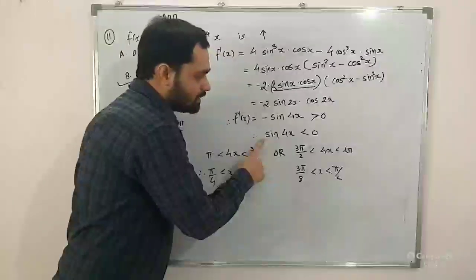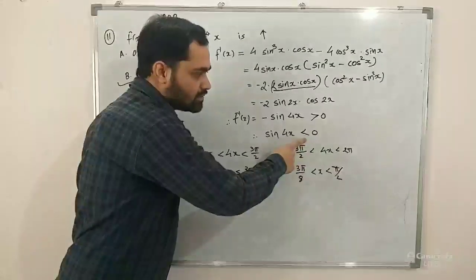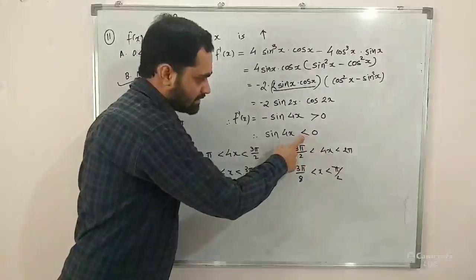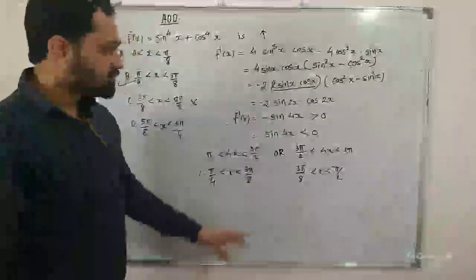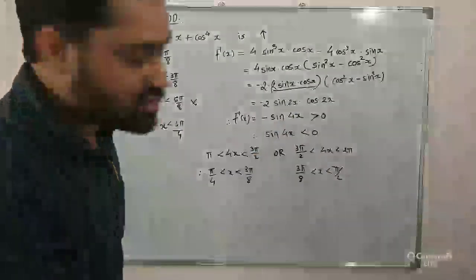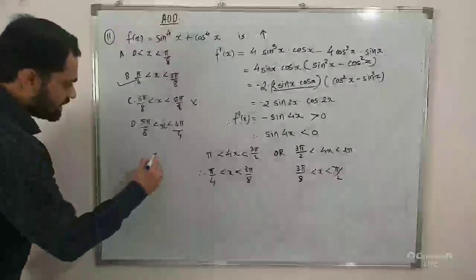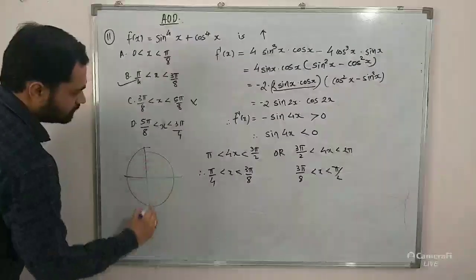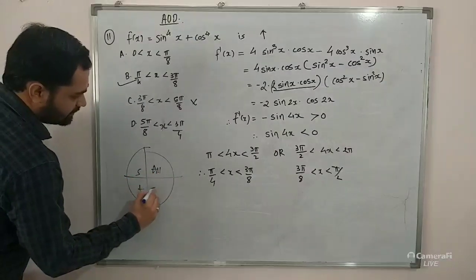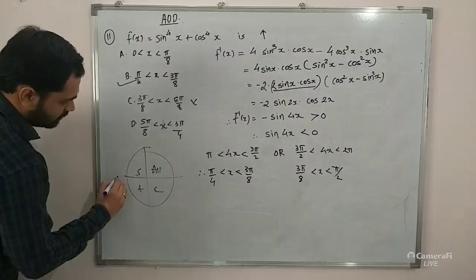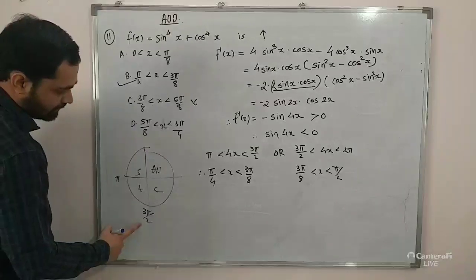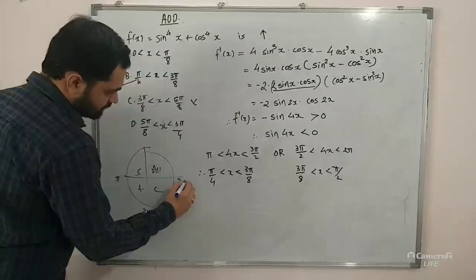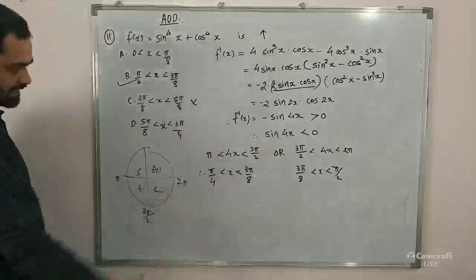If I multiply by the minus sign, the greater than becomes less than, so sin 4x is less than 0. Now, in which quadrant is sine negative? So from the ASTC rule, we can say in the third quadrant and fourth quadrant. The third quadrant lies between pi to 3 pi by 2, and the fourth quadrant is 3 pi by 2 to 2 pi.